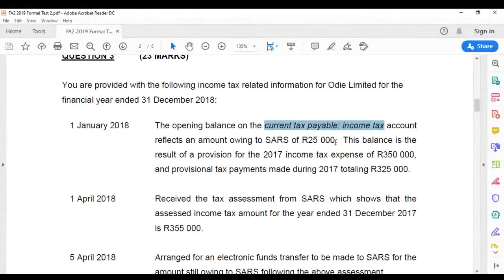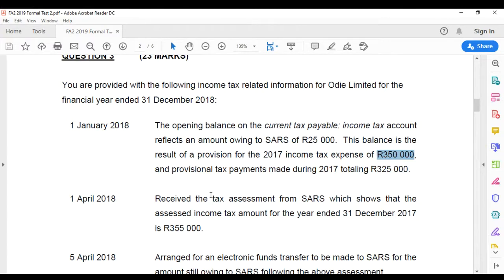Okay, so we are going to start with a credit balance, and they tell us where that credit balance comes from. They say the balance is the result of a provision for the last year, the 2017 income tax expense. So we provided for an expense of 350,000 rands. That would have been a debit to the income tax expense account, and a credit to the current tax payable income tax account.